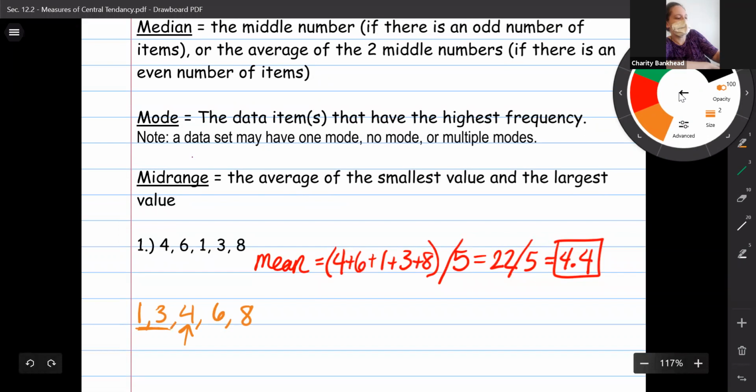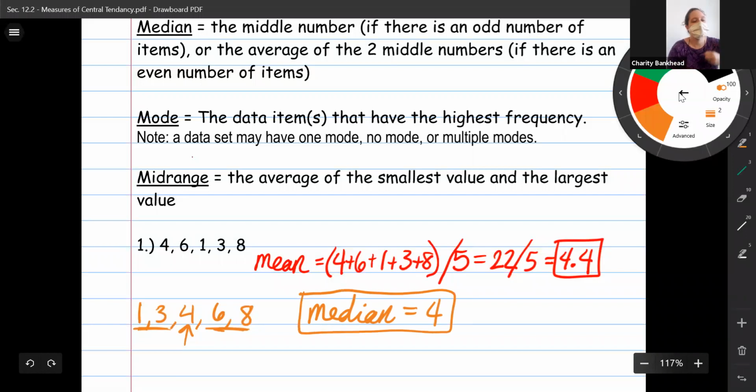And you can see that there are 2 numbers on the left of the 4 and 2 numbers on the right. So there's always the same amount of numbers on either side of the median. So your median in this case is 4. Okay, so just don't forget that you have to put them in order from smallest to largest before you identify the median.